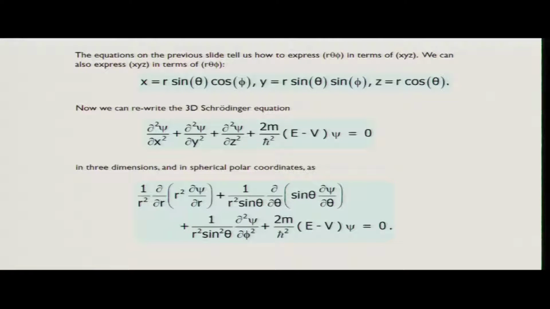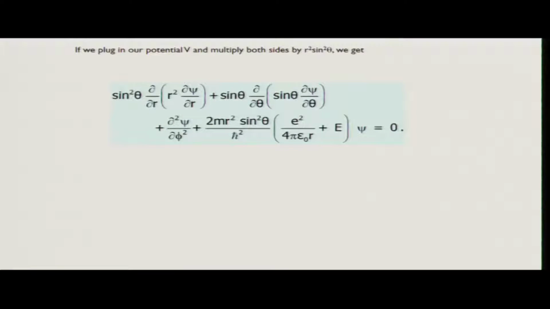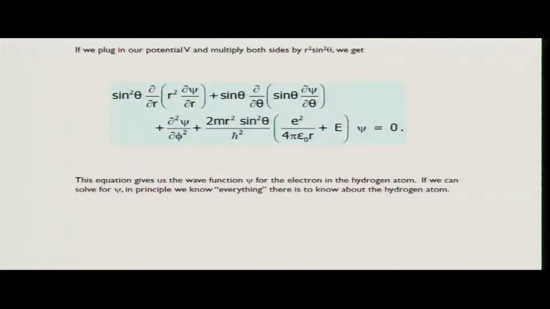In 3 dimensions and in spherical polar coordinates we can rewrite this, because we know how to convert Cartesian coordinates into spherical polar coordinates in this form as we show here. Now, if we plug in our potential V, which we had discussed before, and multiply both sides by r squared sin squared theta, we get this form. This equation gives us the wave function psi for the electron in the hydrogen atom. If we solve for psi, in principle we know everything there is to know about the hydrogen atom.